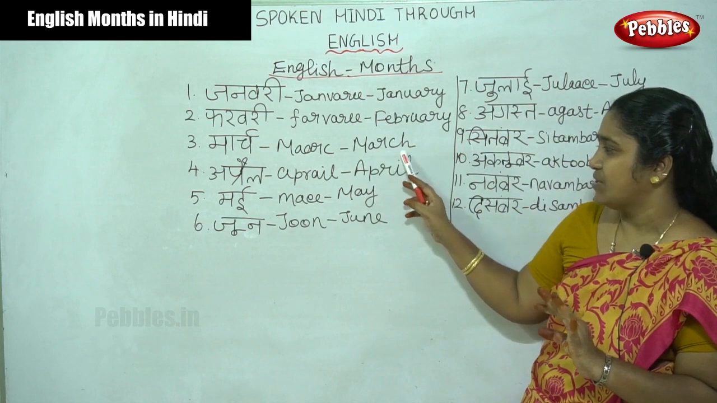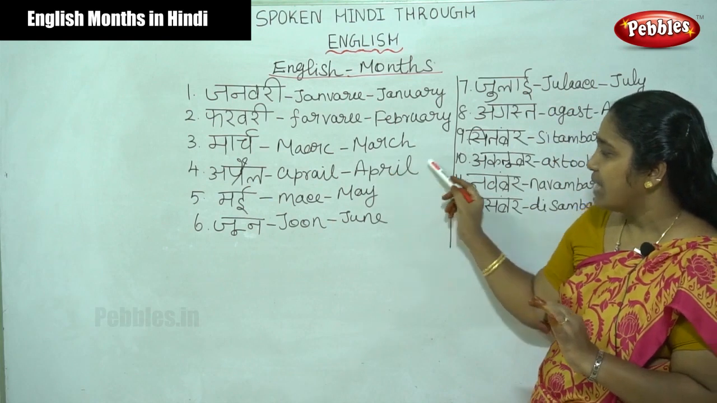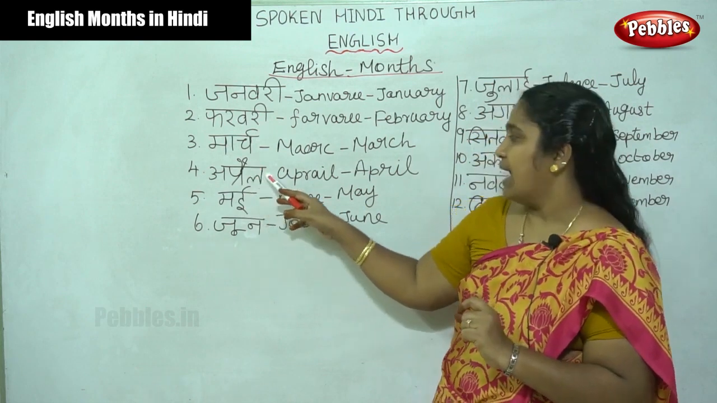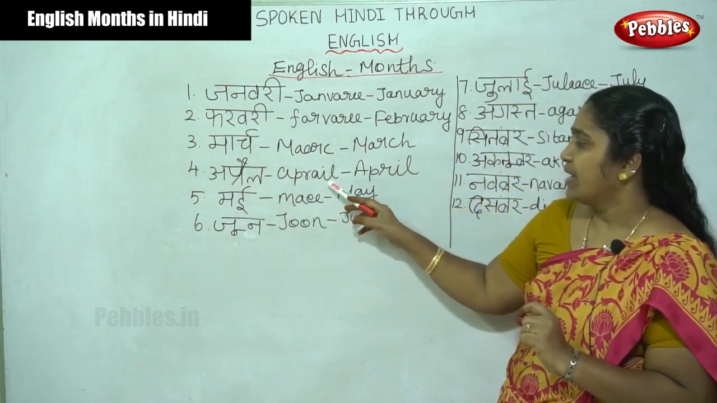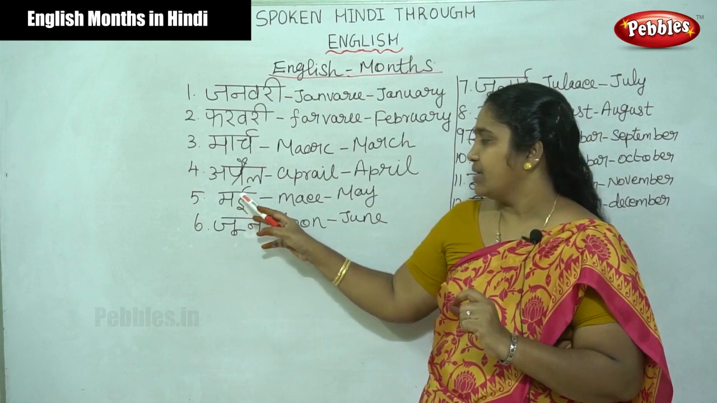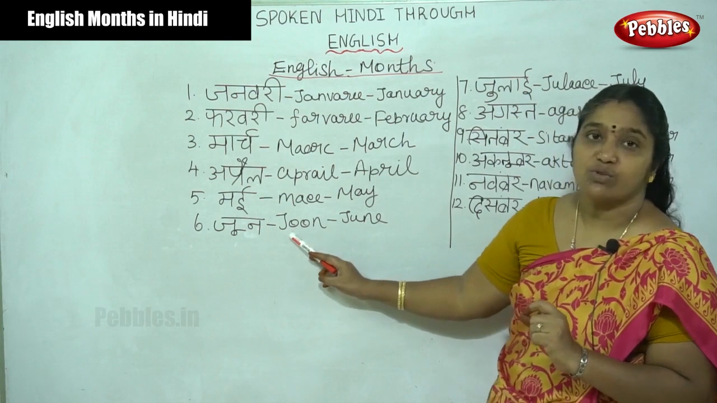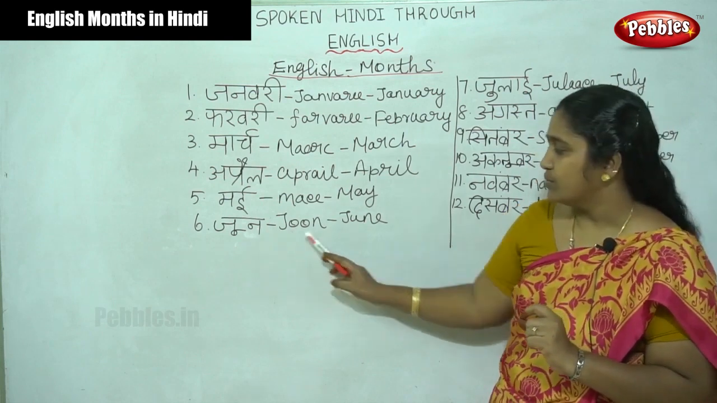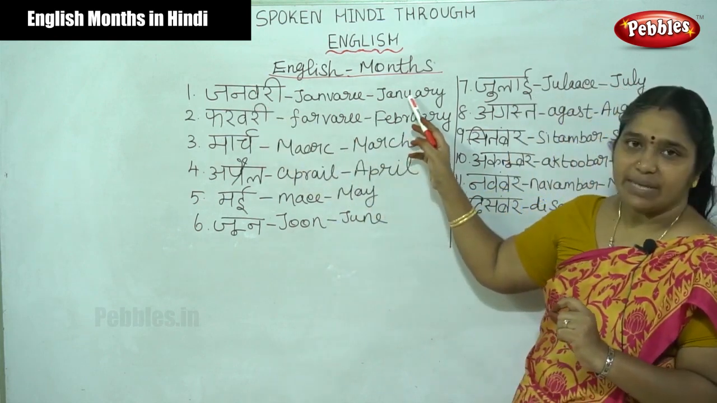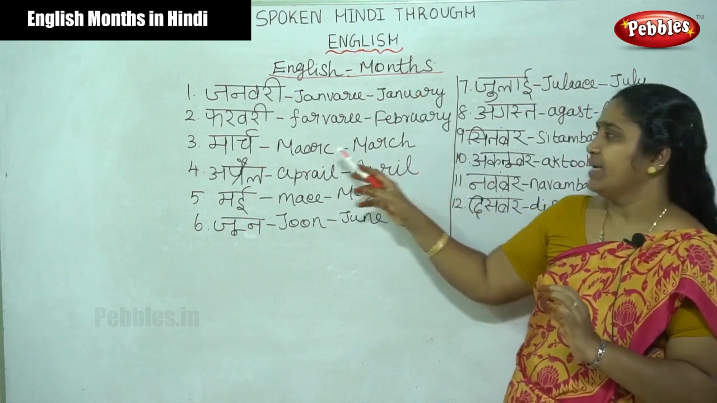a slight difference, March. Then April, in English we call it April, but in Hindi that is April. Okay, April month. Then May, in Hindi Mai. Then June, with the E sound in English, here June with the O sound. Okay, June.